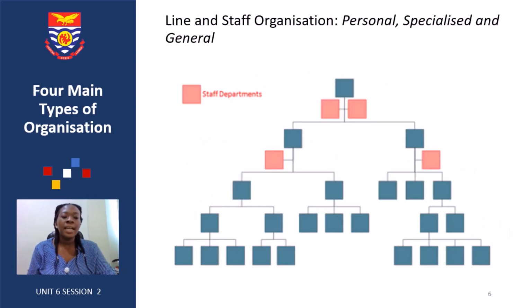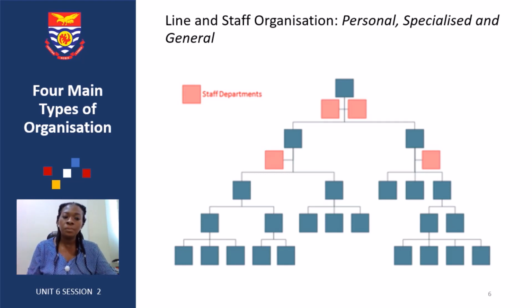The next is the line and staff. When it comes to the staff, think of them as experts or specialists. The staff give some sort of expertise. They come with special expertise and they augment the organizational structure. So that's one thing to keep in mind.